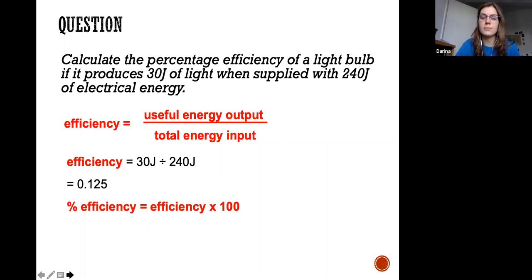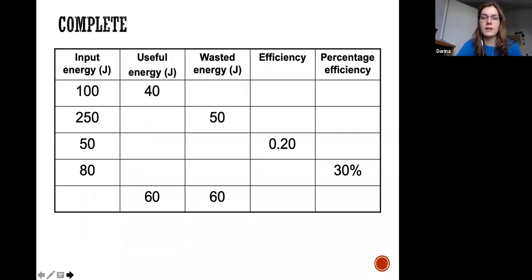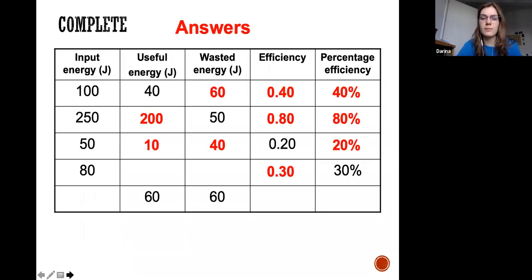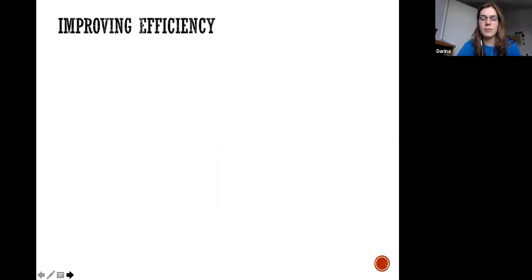Percentage efficiency obviously just means that times 100. Fantastic. We're not going to do this. Don't worry about that. Okay. Then we just have some ideas on how to improve that efficiency.